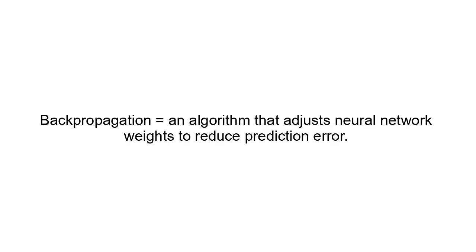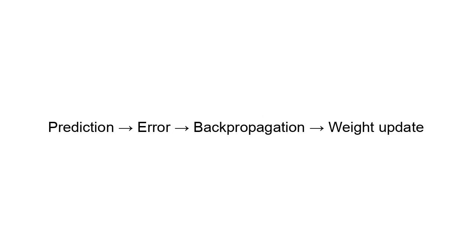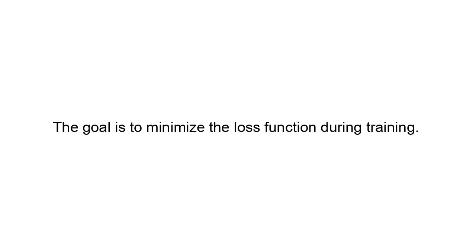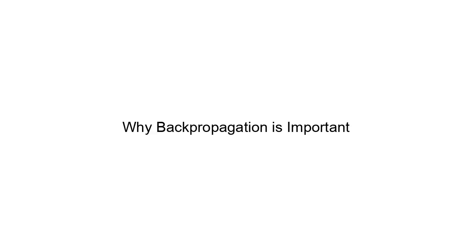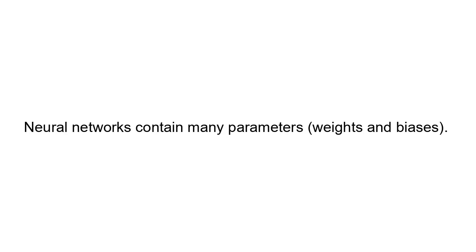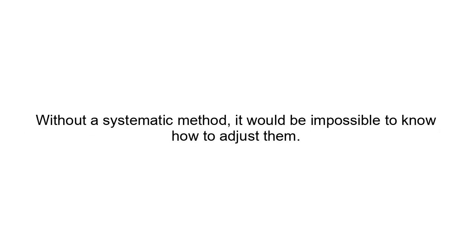Why is backpropagation important? Neural networks contain many parameters, weights and biases. Without a systematic method, it would be impossible to know how to adjust them. Backpropagation provides an efficient way to compute gradients and update weights. Example concept: large error means large weight adjustment. Small error means small weight adjustment. This process allows neural networks to learn complex patterns from data.